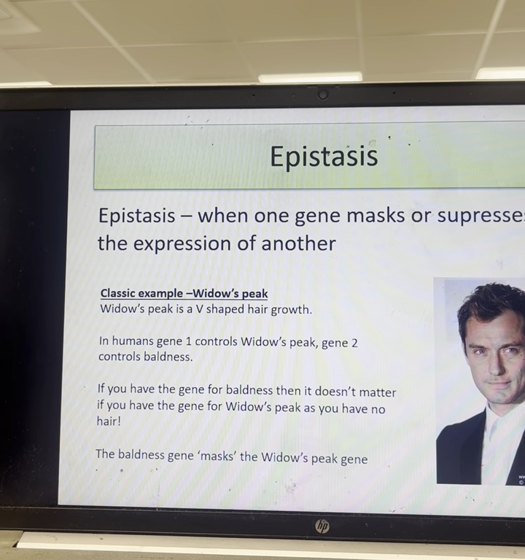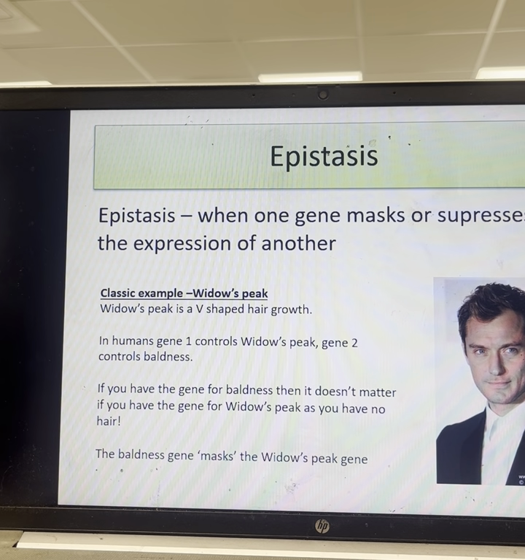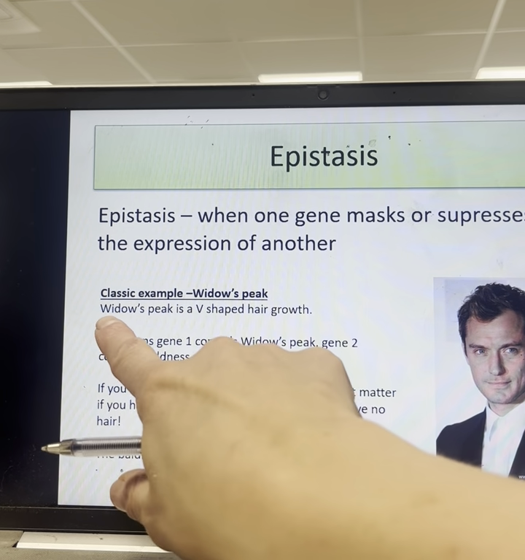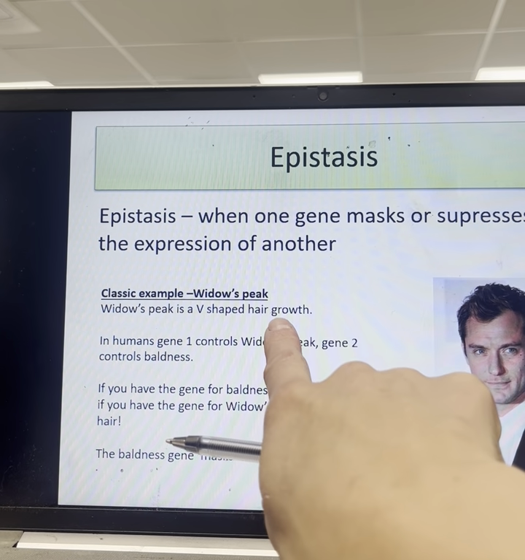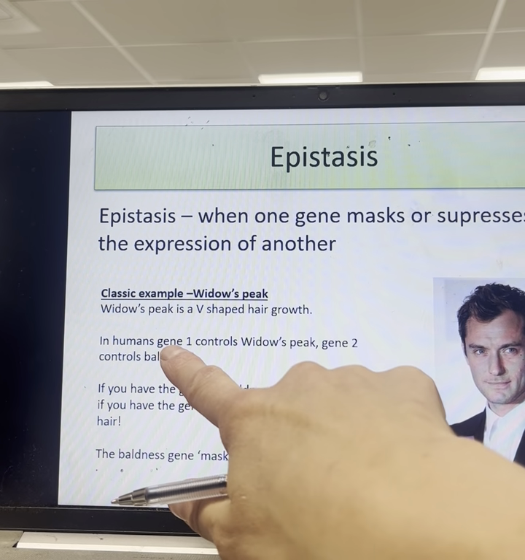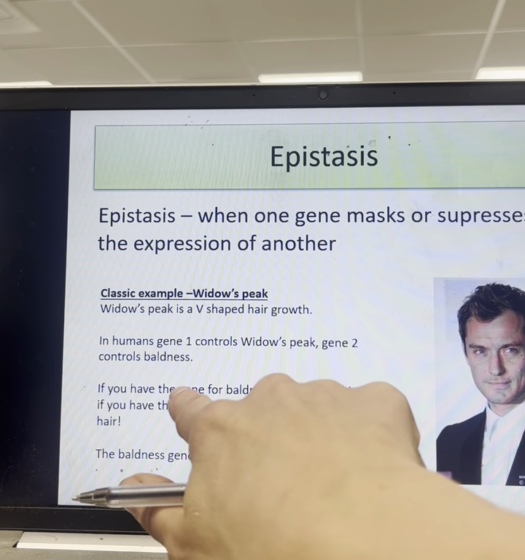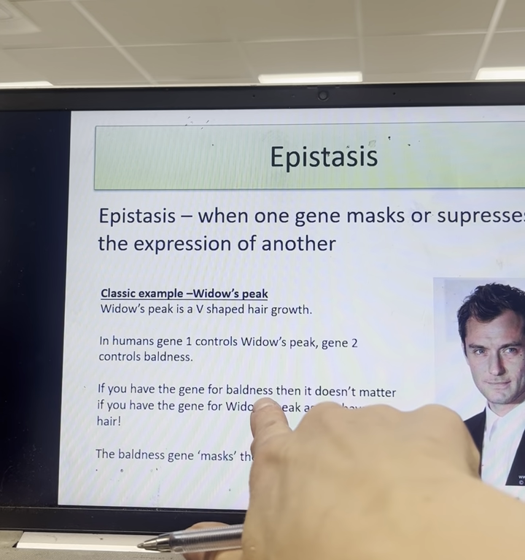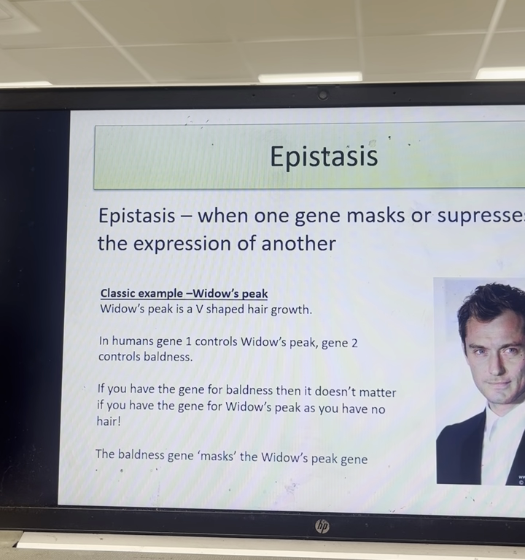I know when I was at school, there was someone who was 17 when they started losing their hair, or their hair front started receding. Some people don't. So, widow's peak, this is the like cow's lick or whatever the flick that you have, is a V-shaped hair growth from the front. In humans, gene 1 controls a widow's peak, gene 2 controls baldness. If you have the gene for baldness, it doesn't matter if you have the widow's peak, you're still going to have no hair. Does that make sense?